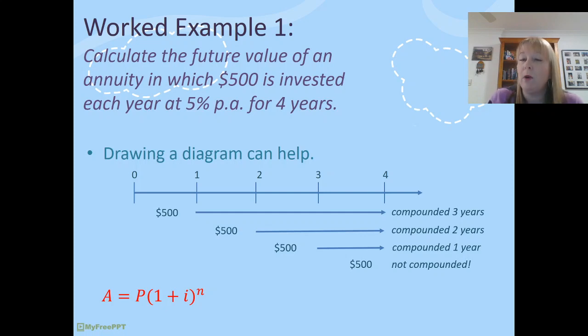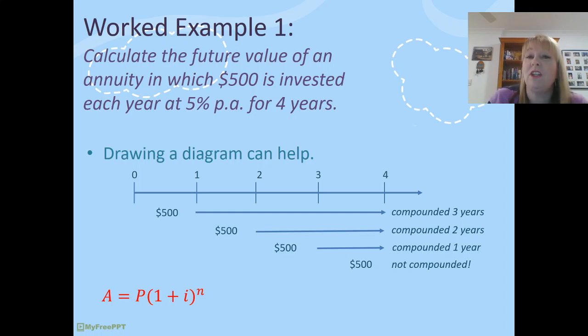I is the interest rate per compound period, and in previous videos I've talked to you about how to translate that into a new rate that we're going to use. And N is the number of total compounding periods, so that will be the number of years multiplied by the compounding periods in 1 year.